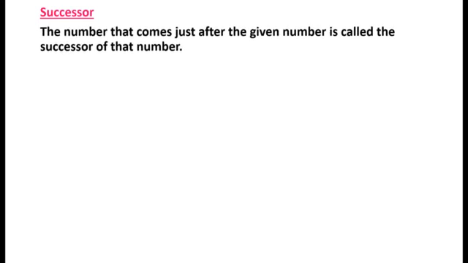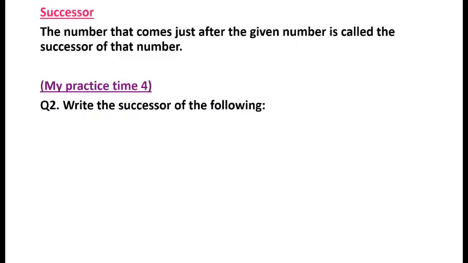Next is successor. The number that comes just after the given number is called the successor of that number. That means if I give you the number 5 and ask you to write the successor of 5, the successor will be the number which comes just after 5, that is 6. So 6 will be the successor of that number. And how will we find that? We will find that by adding 1 to the given number. Let us understand this also from the examples.